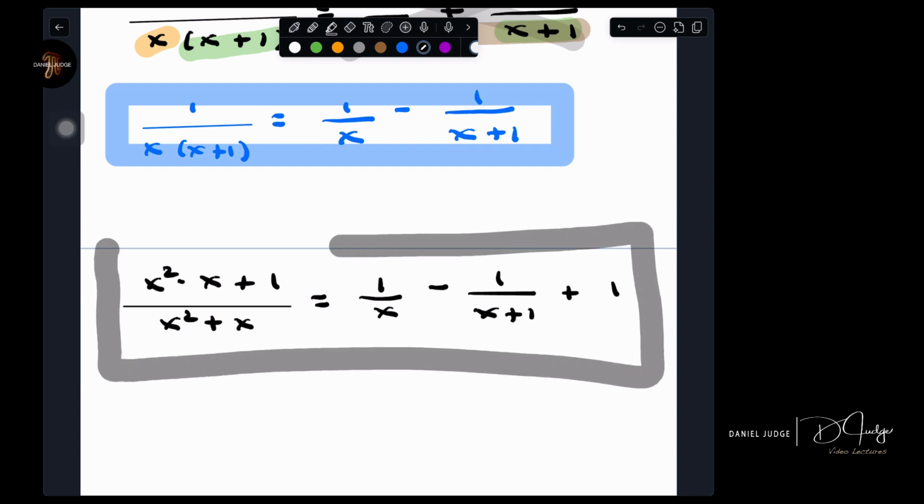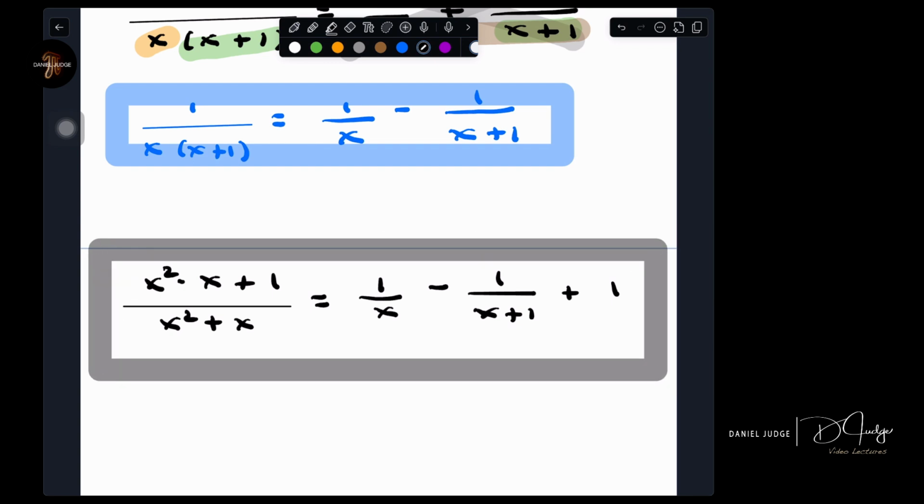But ladies and gentlemen, there you go. We simply wrote the original function as a sum or difference of simpler rational functions. And this is the case that we call distinct linear factors. We'll take a look at the other cases, but this is the end of this particular portion.